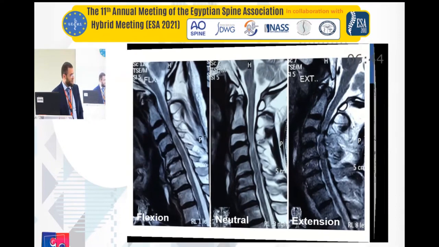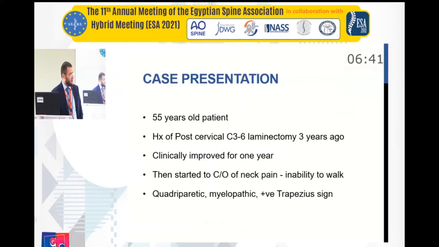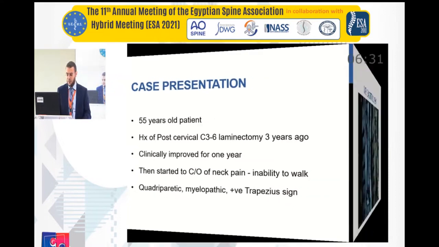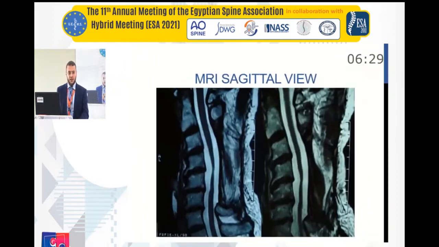I think so. This is another patient with a history of C3 to 6 laminectomy 3 years ago. The patient improved for a while and then started to have progressive weakness, quadriparesis, and myelopathy. We did an MRI on this patient, and clearly you can see there is no significant cord compression and plenty of room, but the spinal cord looks thinned at the apex of the kyphotic deformity that this patient developed.